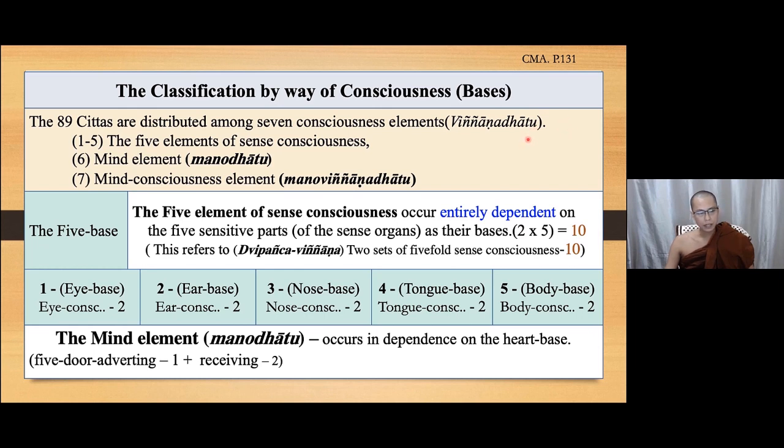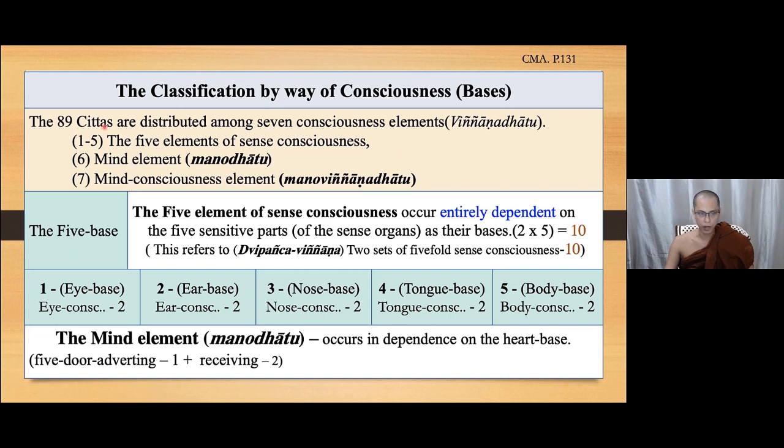There, in the 18 Dhatus, the 18 elements, 7 elements are related to consciousness. It means the 89 consciousnesses are divided into 7 according to the classification of elements. So 1 to 5 are the eye consciousness, etc. So 5 elements of sense consciousness: eye consciousness, ear consciousness, nose consciousness, tongue consciousness, and body consciousness.